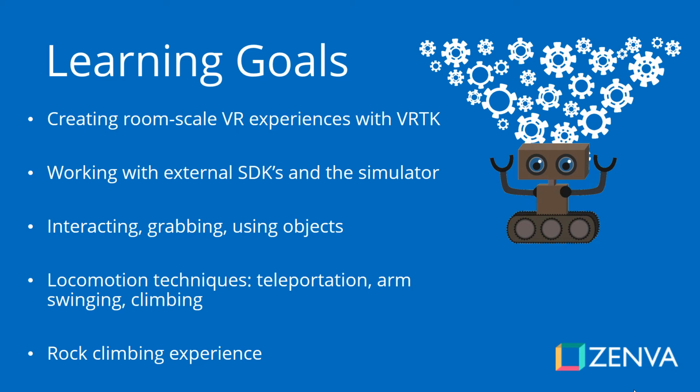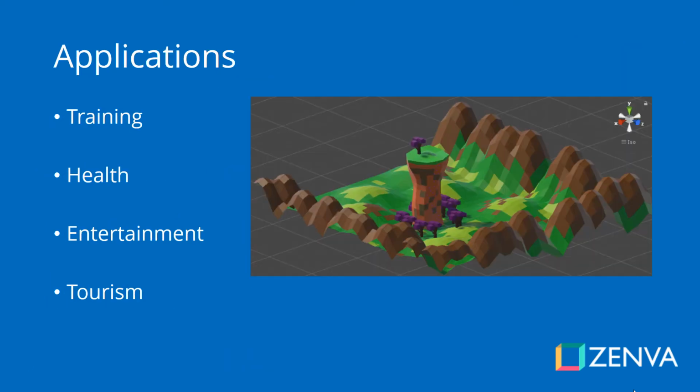We'll be covering different locomotion techniques, as you saw. So that includes teleportation, but also arm swinging, which is a very intuitive and easy to use type of movement in virtual reality, and also climbing. We're going to be building that whole rock climbing experience. So at the start of the course, we'll look at the VRTK library and we'll do a few demos, and then at the end of the course, we'll build the rock climbing experience.